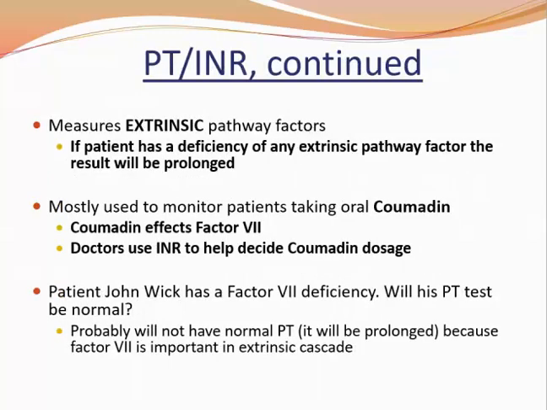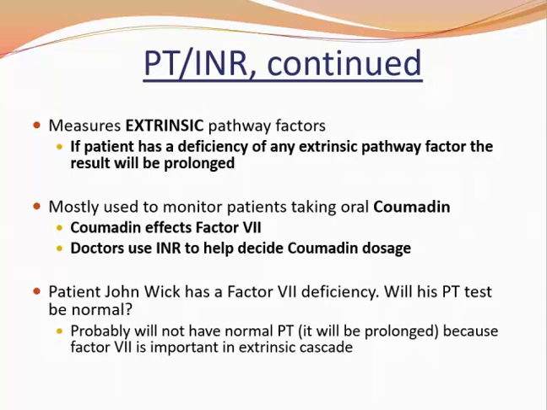The PT-INR measures extrinsic pathway factors. If a patient has a deficiency of any extrinsic pathway factor, the result will be prolonged clotting time. PT-INR is used mostly to monitor patients taking oral Coumadin, and remember the generic of Coumadin is warfarin. Coumadin affects factor 7. Doctors use the INR part to help decide the Coumadin dosage for a patient.